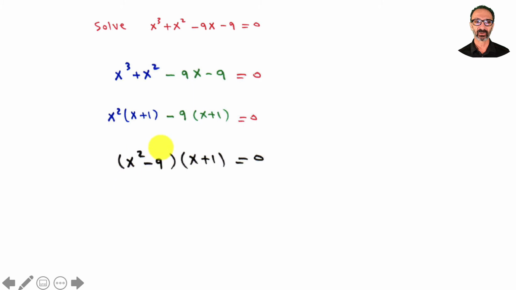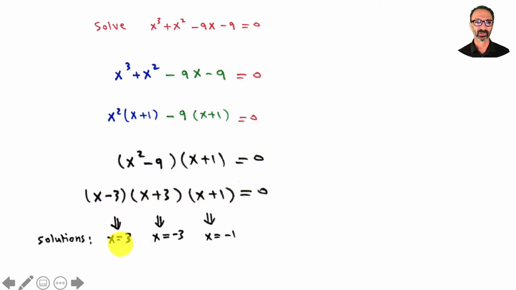Now this is also like last time. It's called difference between two squares, looking at 9 as 3 to the second. Still could factor it as x minus 3 times x plus 3. I have 3 answers and none of them repeats. So I have from this one 3, from this one -3, and from this one -1.